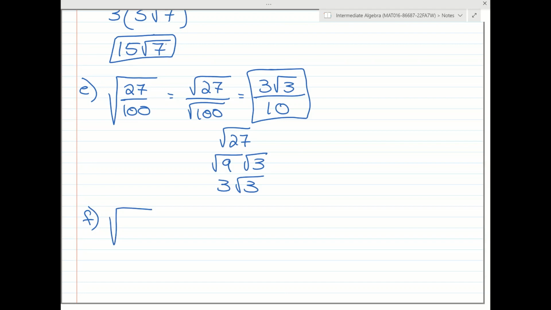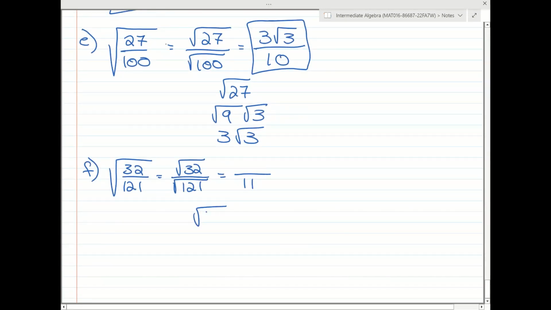Similarly, if we had the square root of 32 over 121. This is the same thing as the square root of 32 over the square root of 121. Square root of 121 is just 11. And I know that 16 goes into 32 twice.